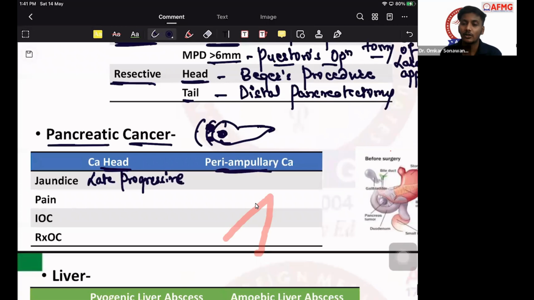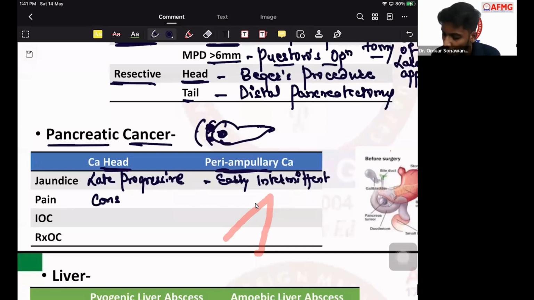Carcinoma head of pancreas causes a late progressive jaundice, but periampullary cancer will cause an early intermittent jaundice. It will come and go. That means there would be a waxing and waning course of this jaundice. Late progressive jaundice is seen in carcinoma head of pancreas, but early intermittent jaundice is seen in cases of periampullary cancer.